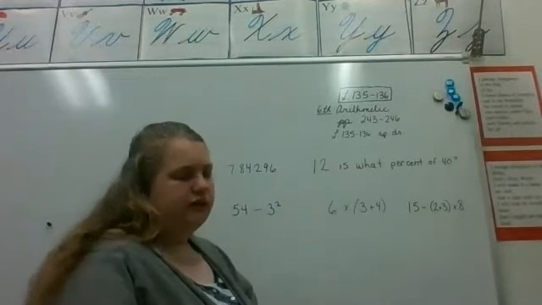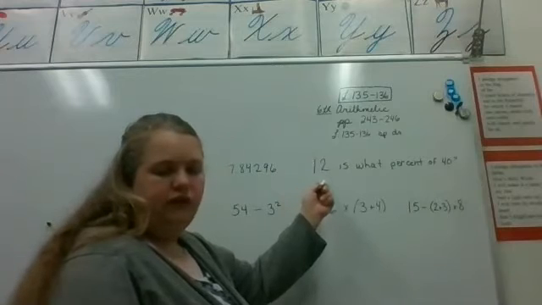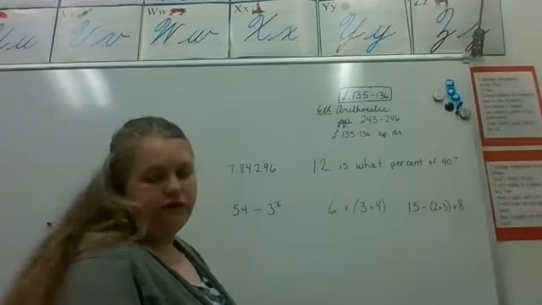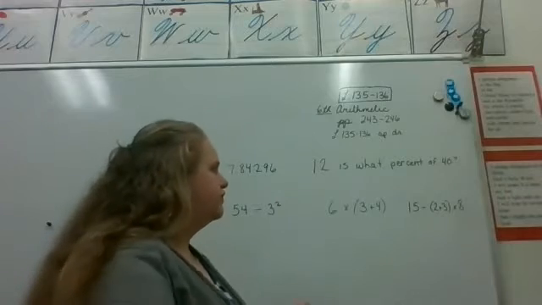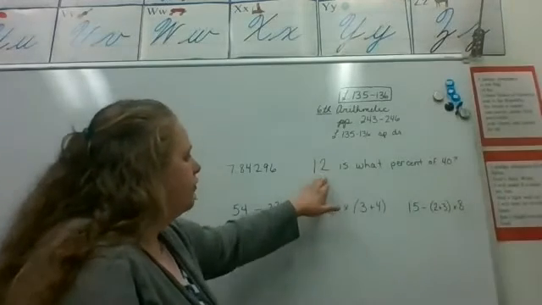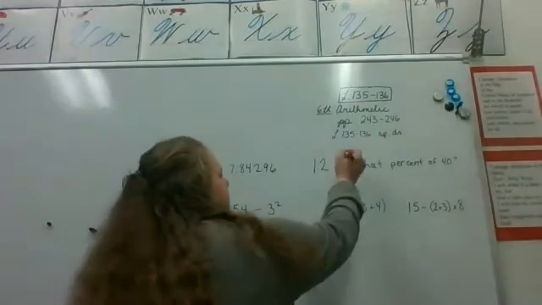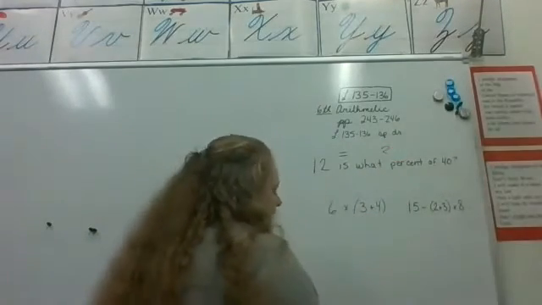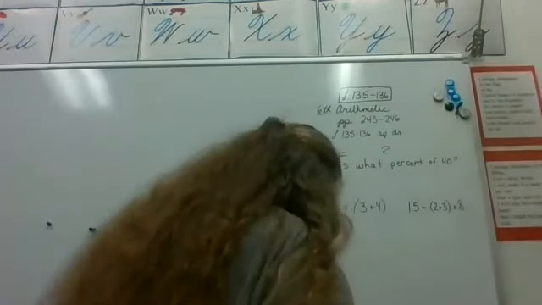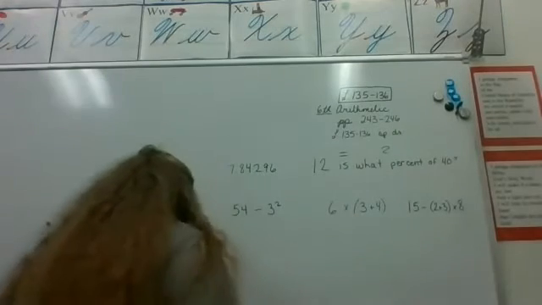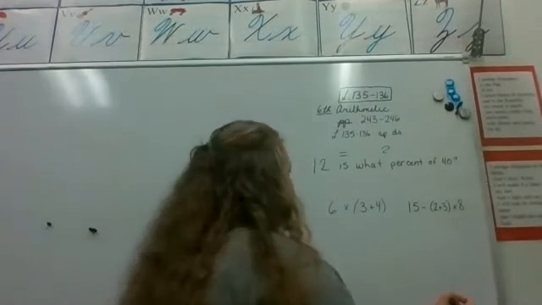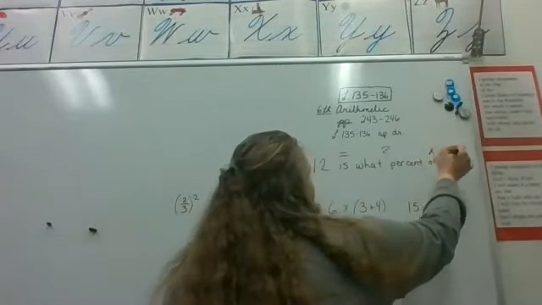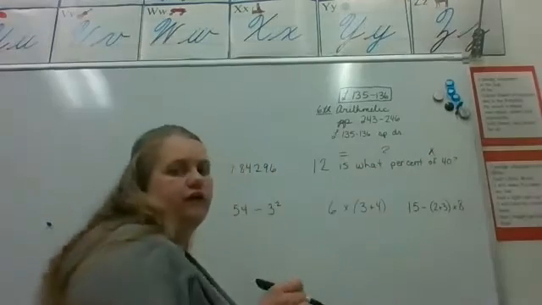So one of these: 12 is what percent of 40? Just review on how to do these. So if we have 12 over here, and then we have the word is, remember that means equals, okay? And our question mark is there because what percent is right there? And then of over here means times. So what times 40 is equal to 12?